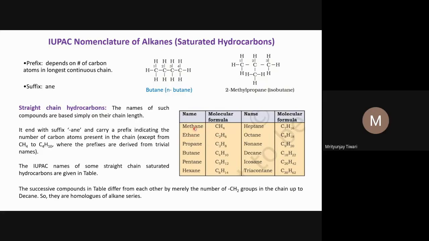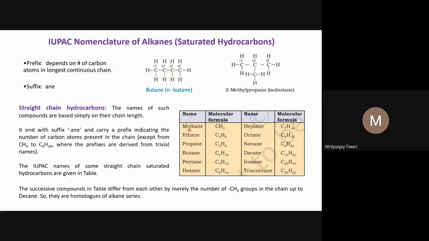These prefixes are based on the number of carbon atoms present in that straight chain hydrocarbon. If there is only one carbon atom, then we add the prefix meth. If two carbon atoms are there, the prefix will be eth. If three carbon atoms, the prefix will be prop. If four carbon atoms are there, the prefix will be but. So but plus ane, the prefix plus suffix, butane. There is no gap between prefix and suffix; we write them as one word. So prop plus ane, propane. Eth plus ane, ethane. Meth plus ane, methane.